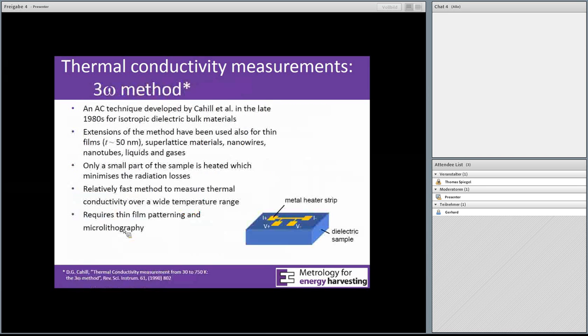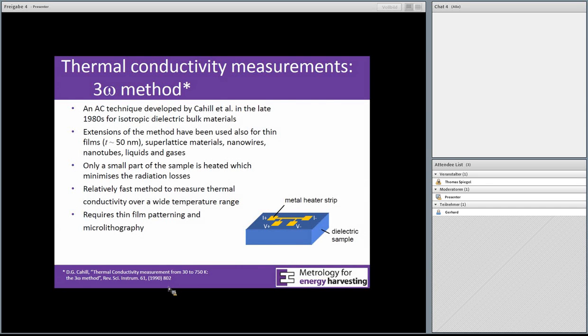Okay, then to the 3 omega method. This method was developed by Cahill et al. about 25 years ago, and it was first used for isotropic dielectric bulk materials. But lately, extensions of this method have also been used for thin films, down to thickness of a few tens of nanometers. It's been used with superlattice materials, nanowires, nanotubes, and even liquids and gases.